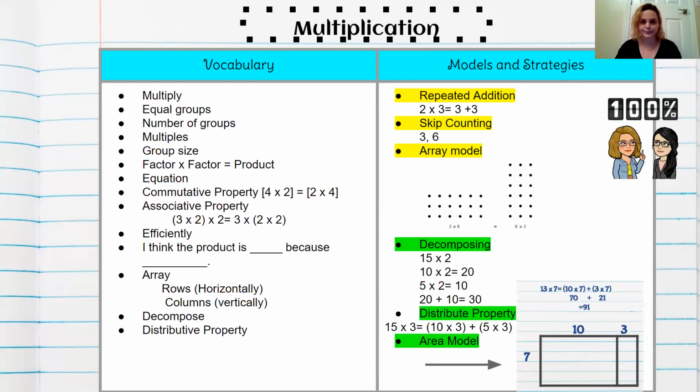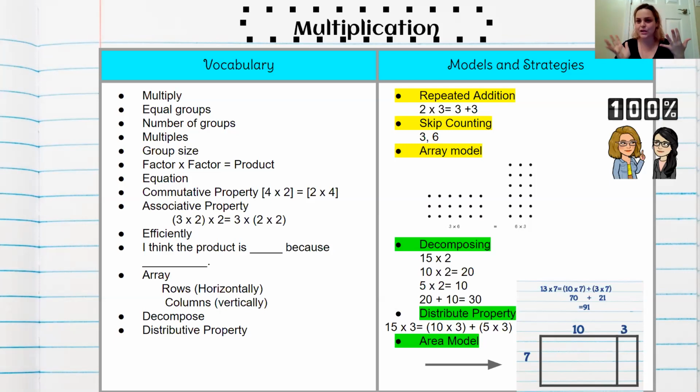the language, okay? So say it with me: multiply, equal groups, number of groups, multiples, group size, factor times factor equals product, equation, commutative property.